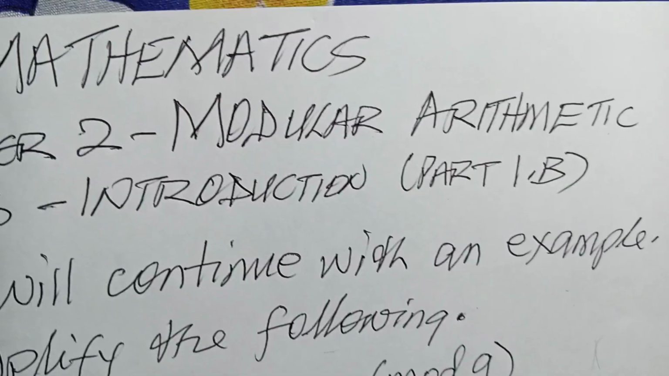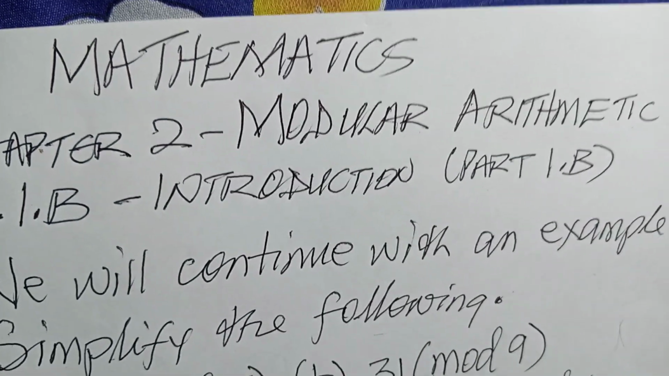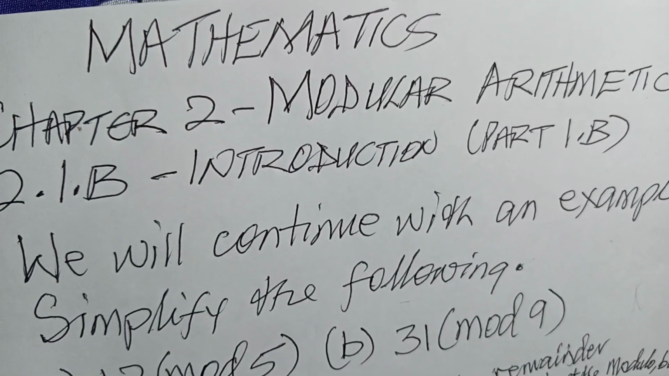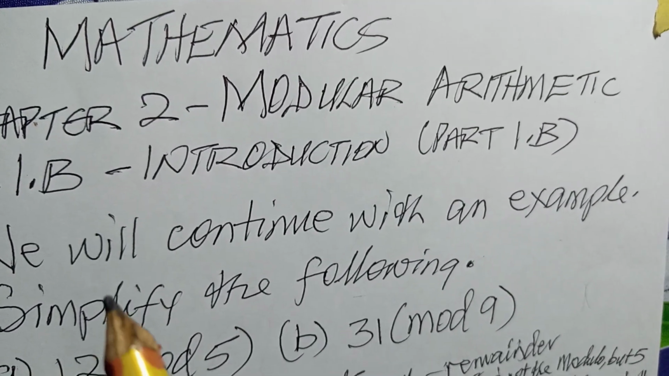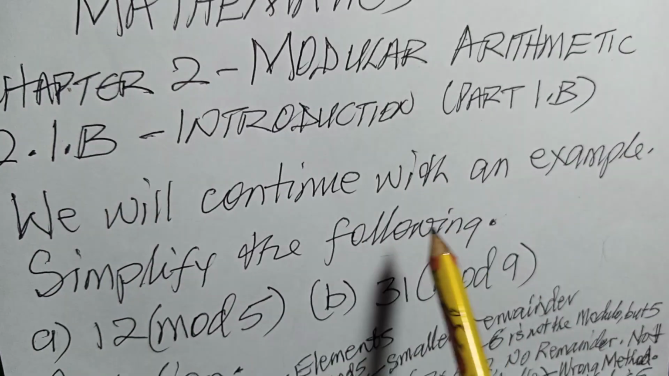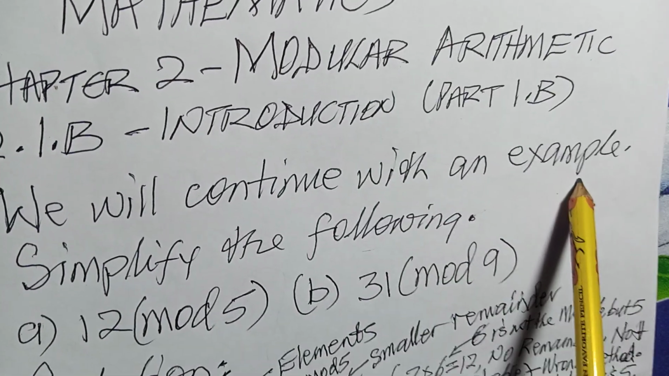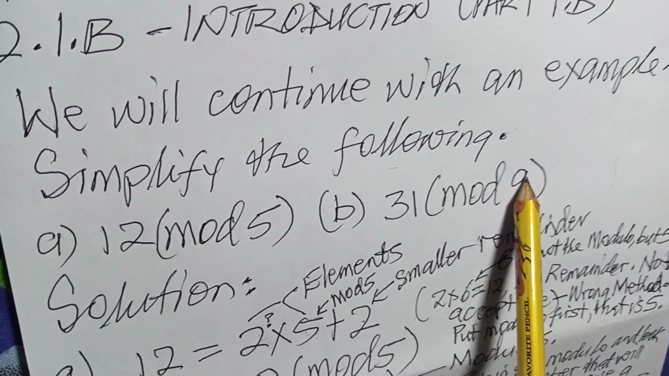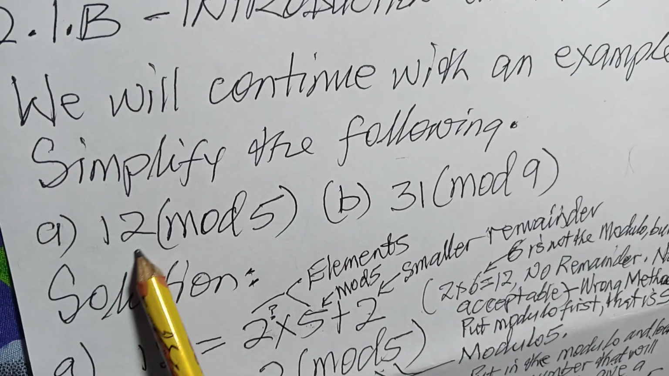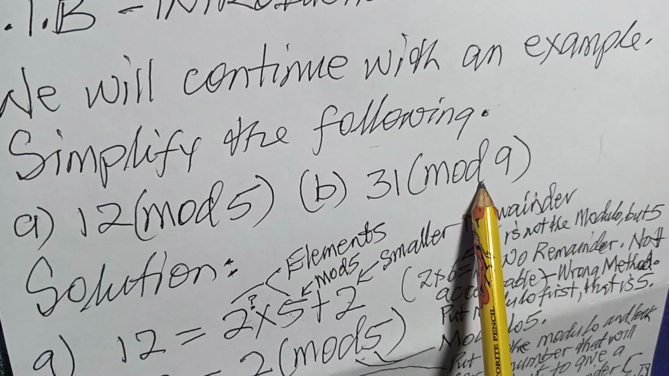We are treating mathematics, chapter 2, Modular Arithmetic, 2.1.B, Introduction. We will continue with an example. Simplify the following: A, 12 mod 5. B, 31 mod 9.